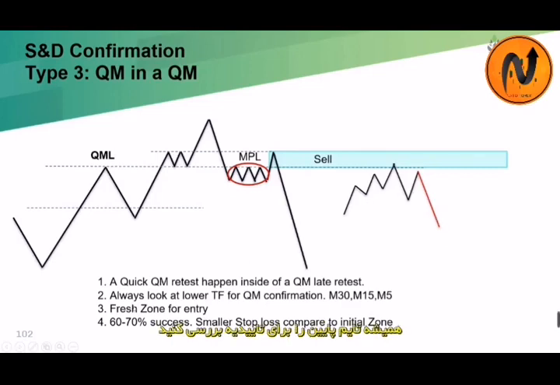So always look at lower time frames for confirmation: M30, M15 or M5. It really happens at a smaller time frame. A fresh zone for entry, like what I said previously, has a success rate of 60-70%. So the percentage here is not as high as type 2, the rejection.